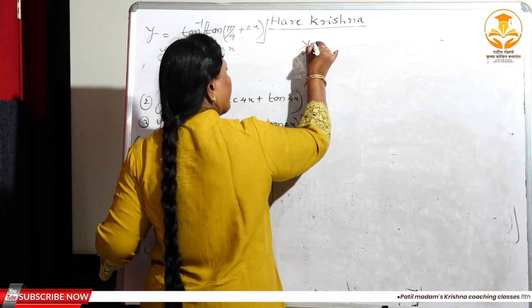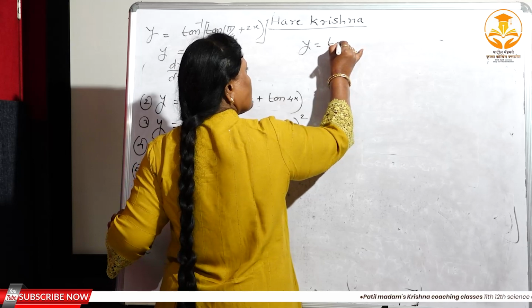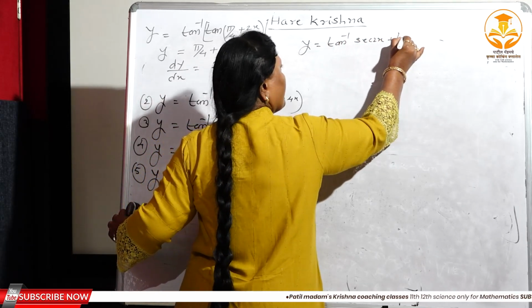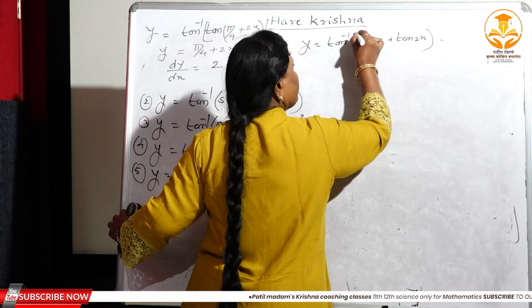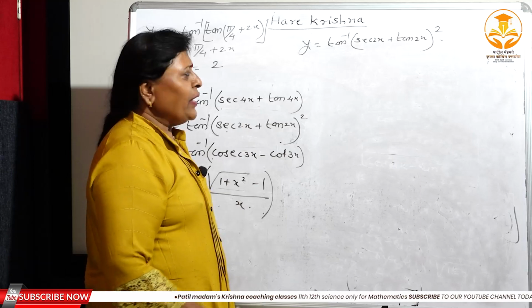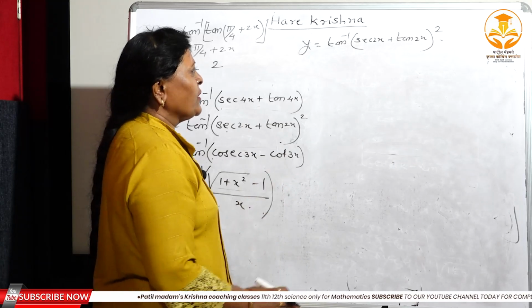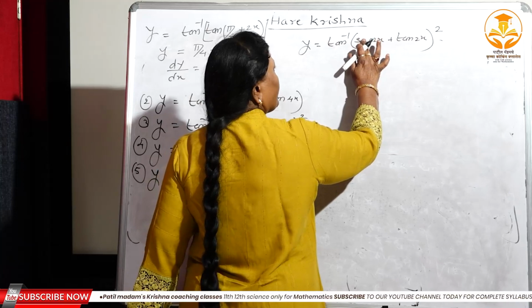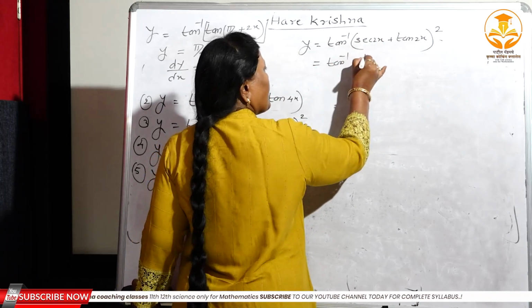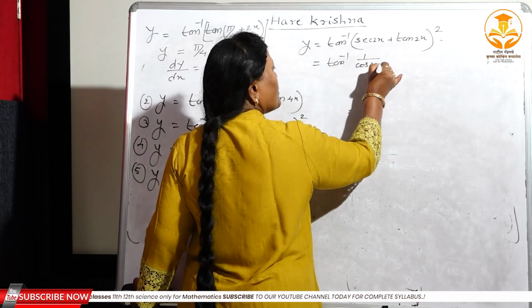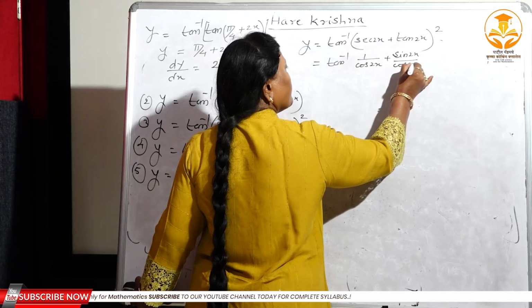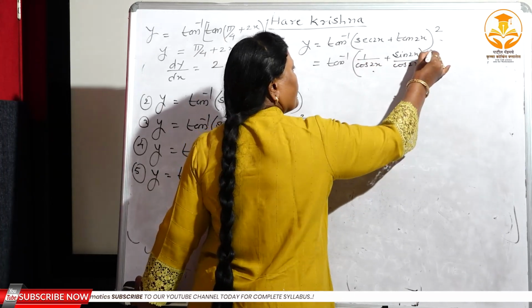Now y is equal to tan inverse of (sec 2x plus tan 2x) whole square. See, again what do you have to do? Again there is no such formula for sec 2x plus tan 2x, isn't it? Therefore what you have to do? Here again make the conversion. Sec you can write in the form of 1 upon cos 2x, and this is sin 2x divided by cos 2x, whole square.